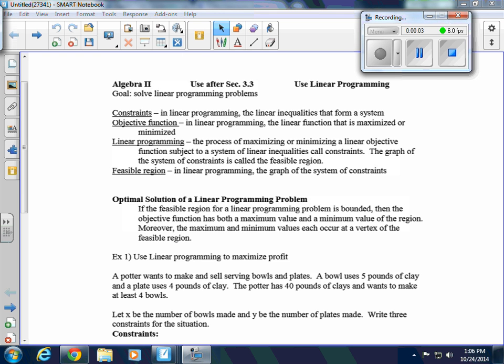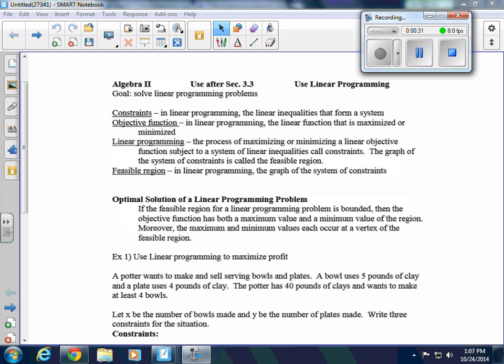Today we're going to look at linear programming, and this is in the book on page 174, and we're going to use this after section 3.3. So our goal today is to solve linear programming problems. We're going to use a lot of the things that we looked at in section 3.3 on graphing systems of inequalities to find out what some maximum values, minimum values, things like that are.